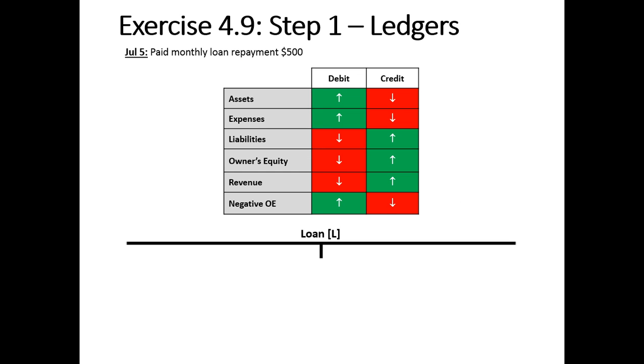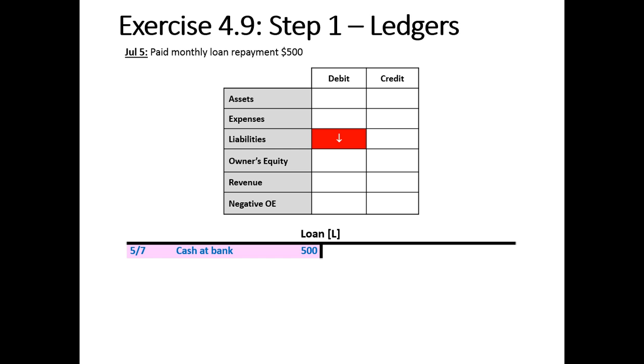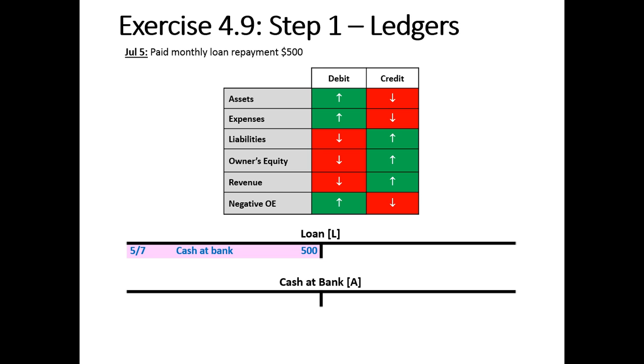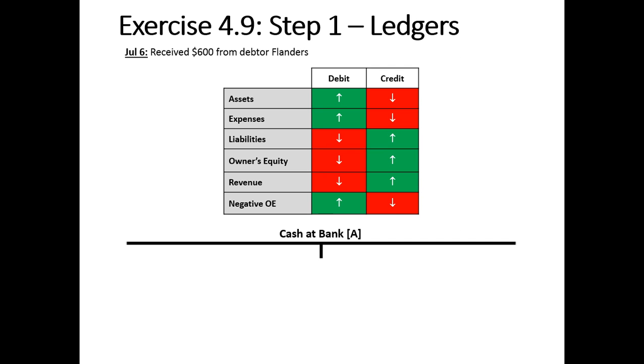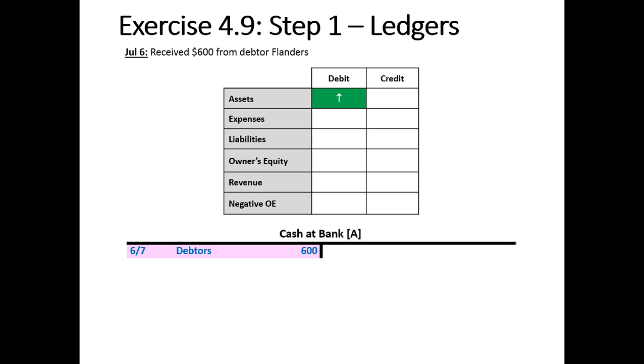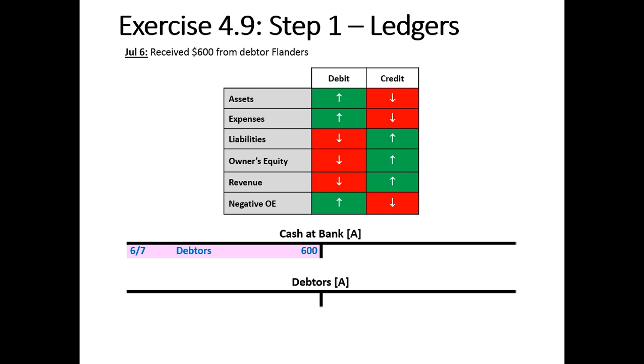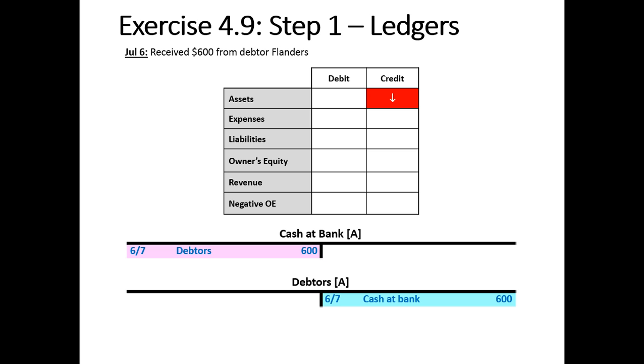Pay the monthly loan repayment, so we're going to reduce a liability. Liabilities go down on the debit side, and to do that we had to sacrifice some cash, so that's going to decrease our cash ledger on the credit side. Then we received $600 from a debtor, so we've got assets going up in the form of cash, but another asset going down in the form of debtors.